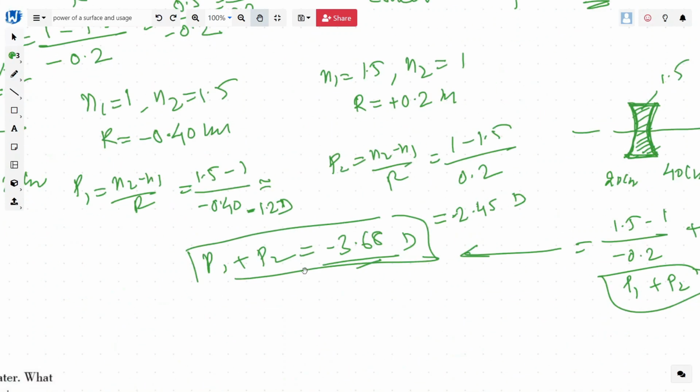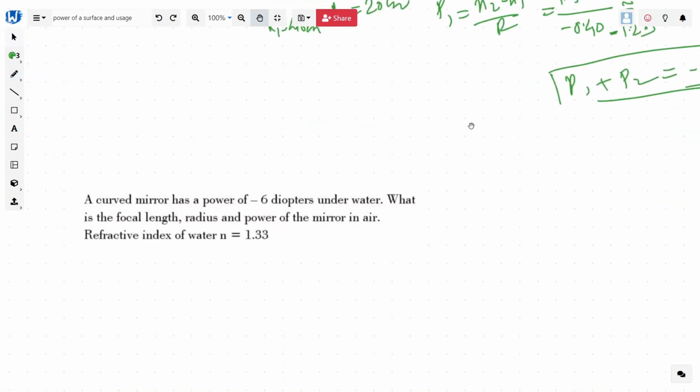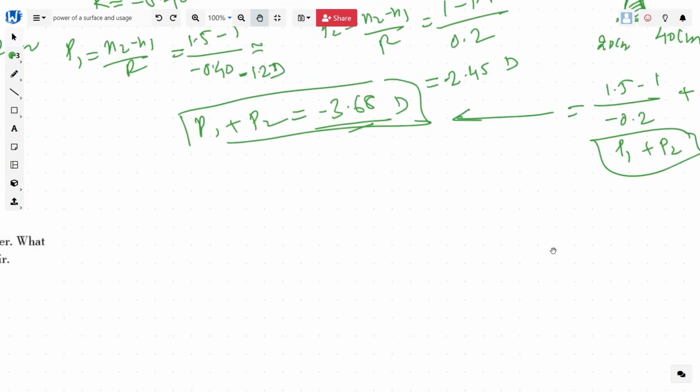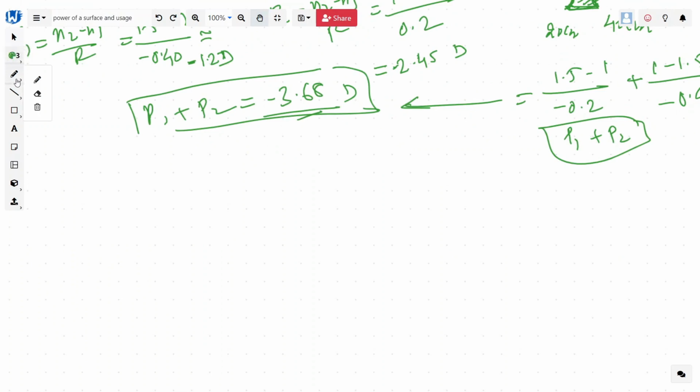So that's that thing. Now let's move on to a mirror, right? Before we do that problem, let's formulate our understanding. Now for the mirror, as you said, let's say we have a mirror silvered on this surface, and now it is in refractive index n1, and let's say this side is n2.